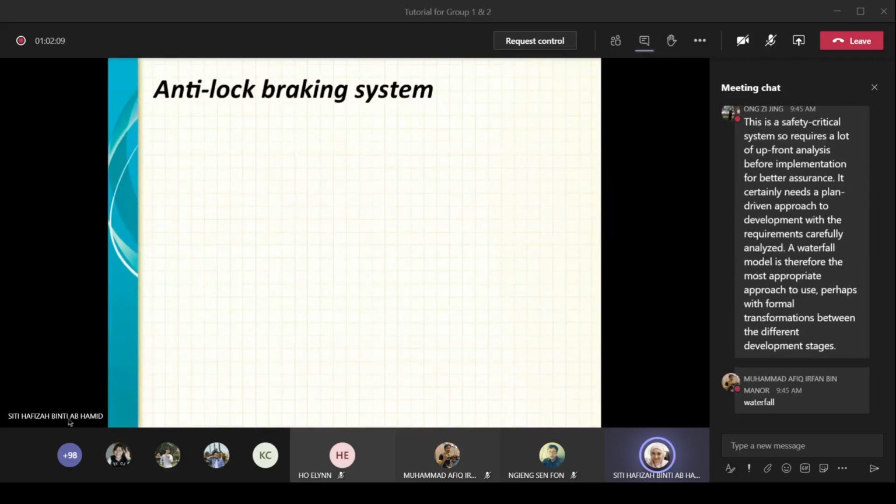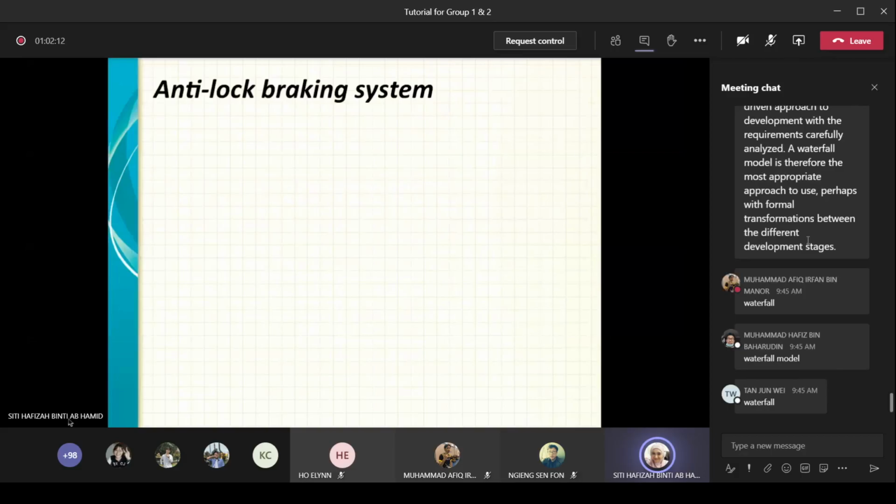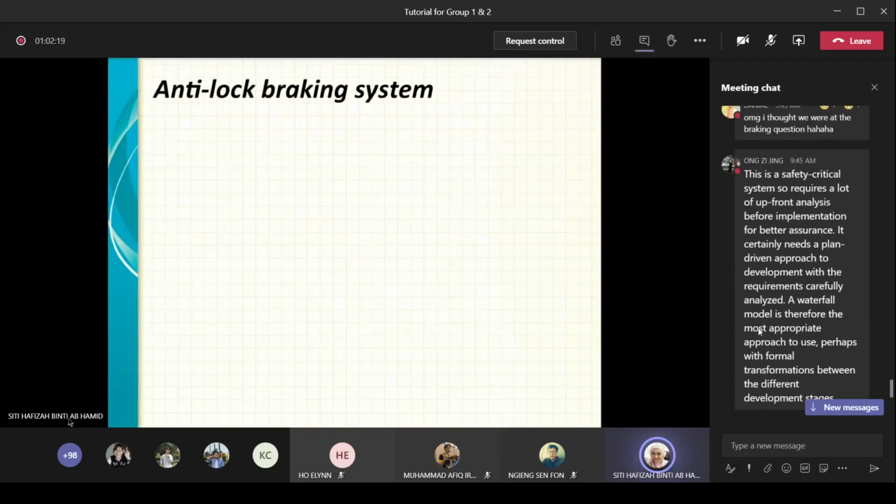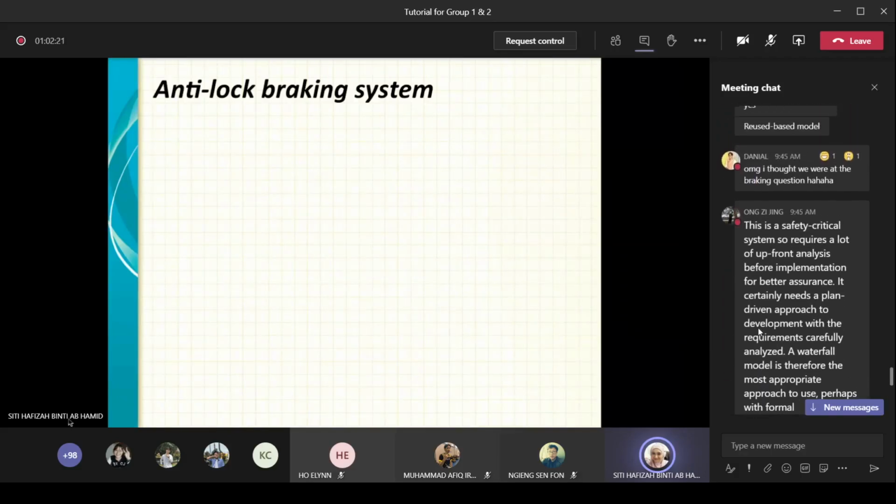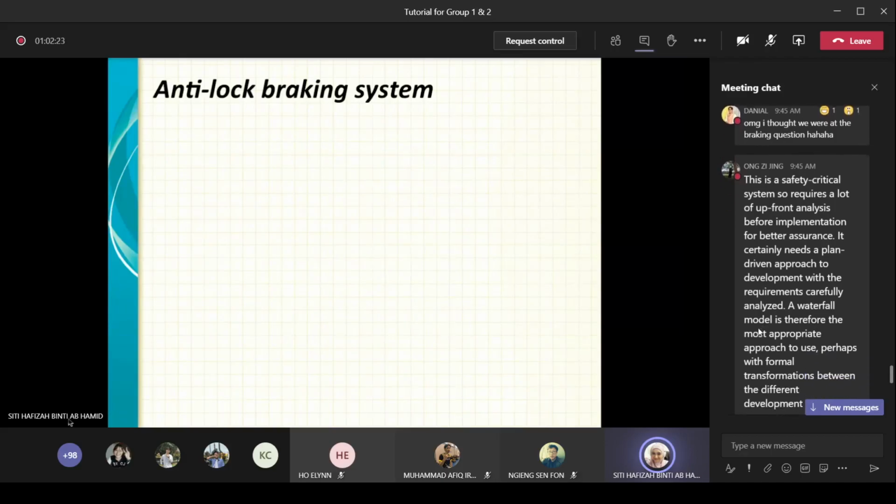When do we use the anti-lock braking system? Waterfall, the SDLC, safety critical. Yes, it's safety critical. It means safety is very important and must be done properly.